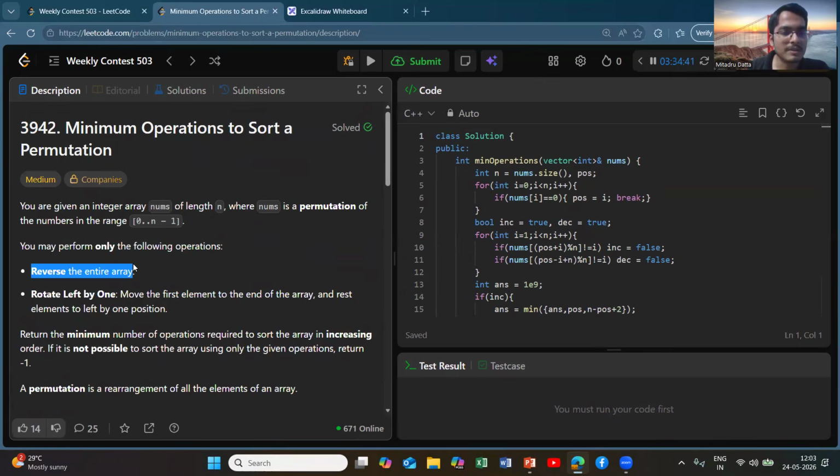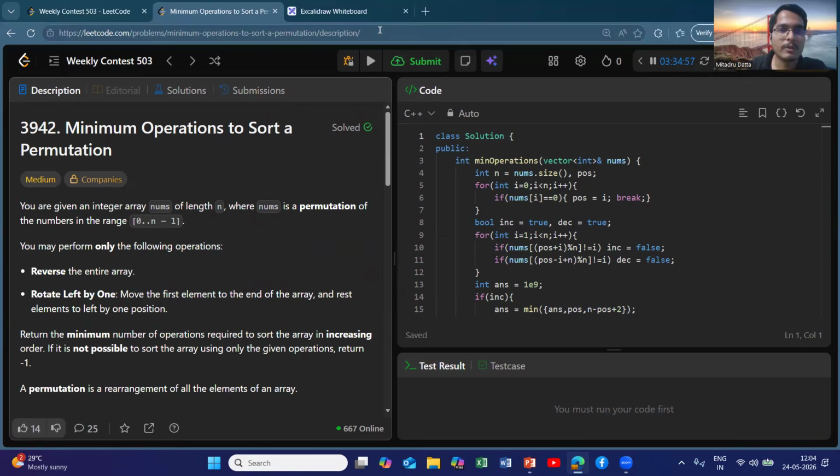One thing you can do is reverse the entire array, and another thing you can do is rotate left by 1. Okay, so rotate left by 1 means that you move the first element to the end of the array and shift all the elements to the left by 1 position.